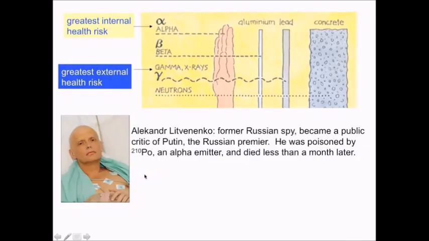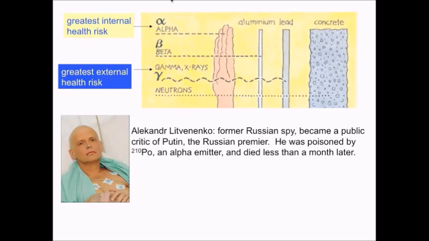All right, let's take a look at the risk that some of these types of radiation pose. First of all, we have the greatest internal health risk is alpha particles. Inside you, if you have a substance that's producing alpha particles, it's going to be fatal for you, I'm afraid. In fact, the most toxic substance is really plutonium because it decays by releasing alpha particles.